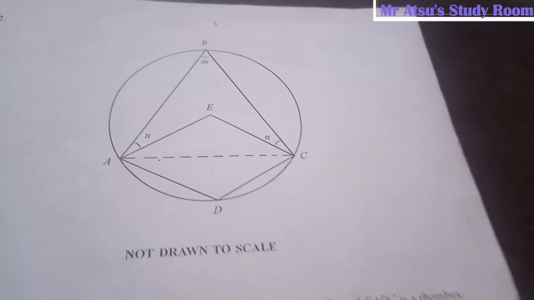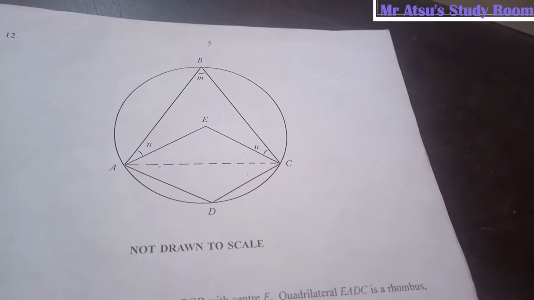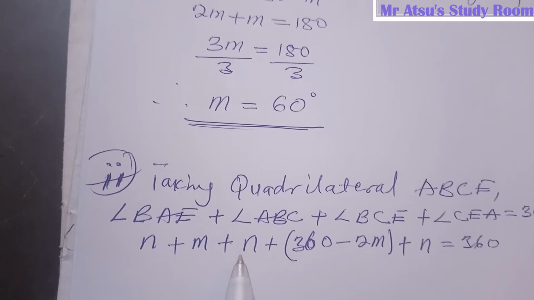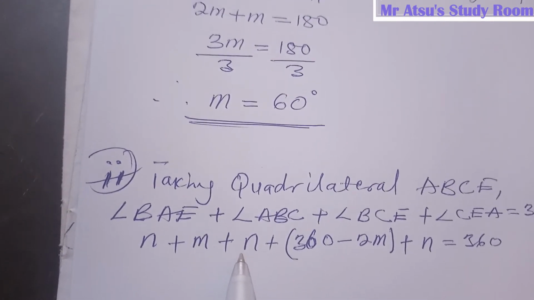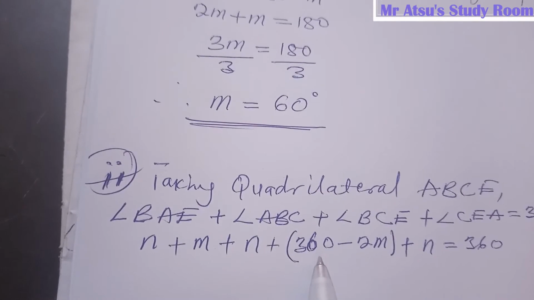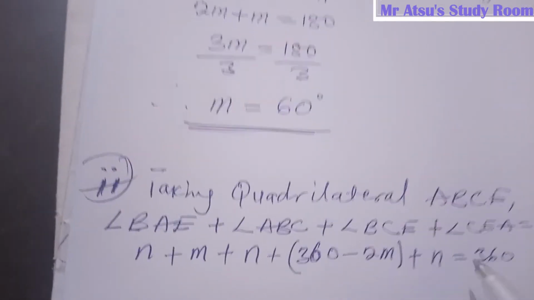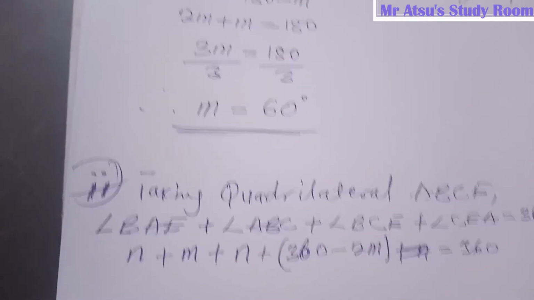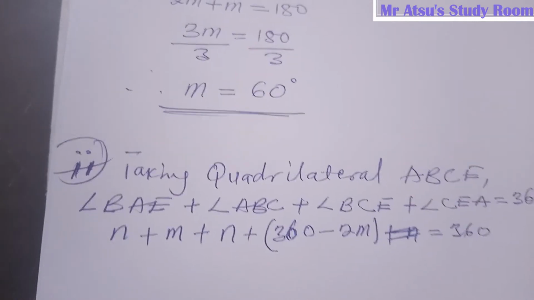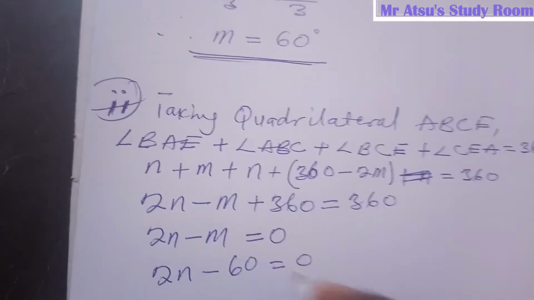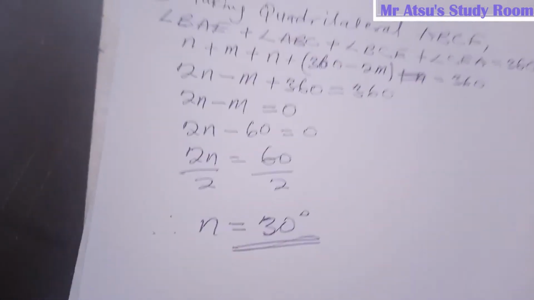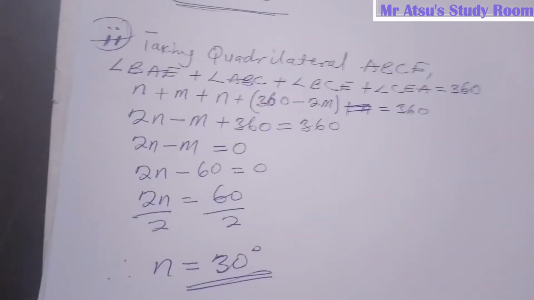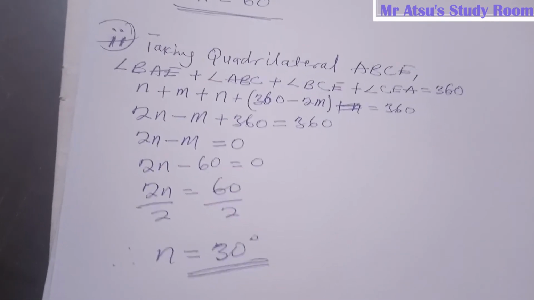So let's go and do that, taking quadrilateral ABCE. BCE is n, and CEA is 360 minus m. All right, then now we simplify further. All right, so let me take my time and then explain each of them slowly.